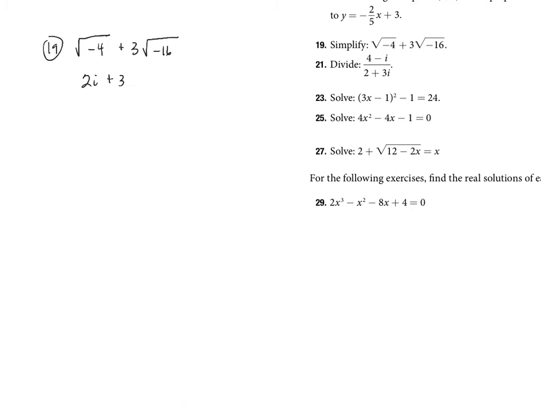Then we have plus 3 times the square root of negative 16, which is going to be 4i. So that'll be 2i plus 12i. And so those are like terms. We can add those together. We will get 14i.